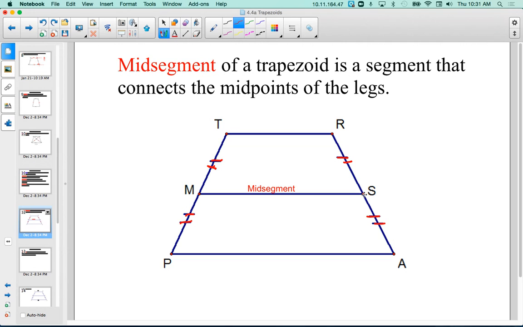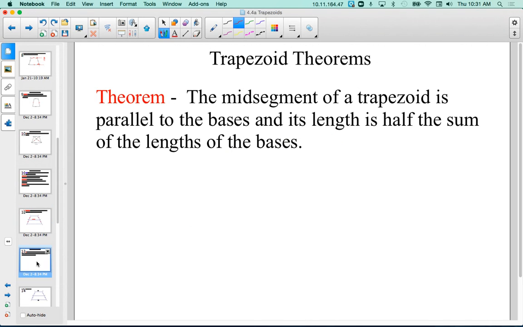And S is the midpoint between R and A. If you have a mid-segment that connects both midpoints of the legs, so point M and point S are the midpoints, that makes this the mid-segment. Now there are some properties that go along with the mid-segment. The mid-segment of a trapezoid is parallel to the bases, and its length is half the sum of the lengths of the bases. Okay? Now, the parallel part's easy.